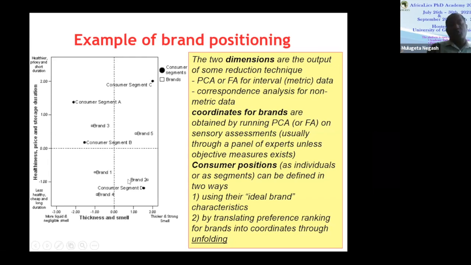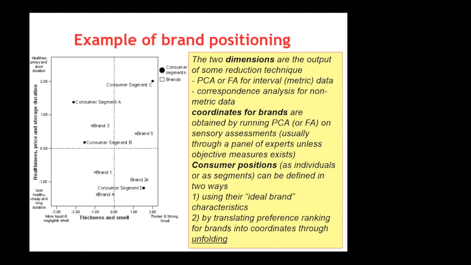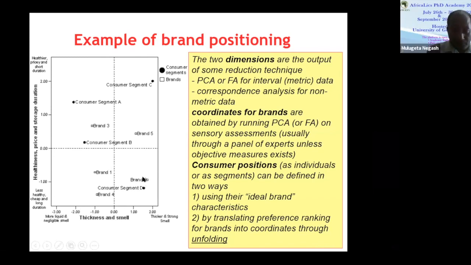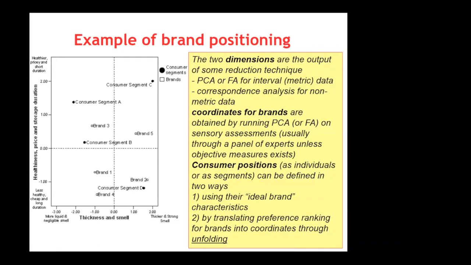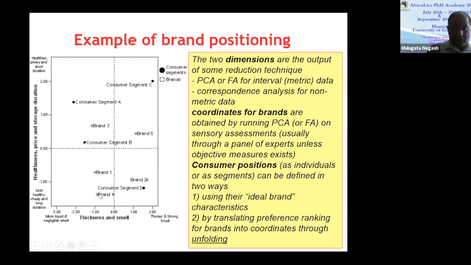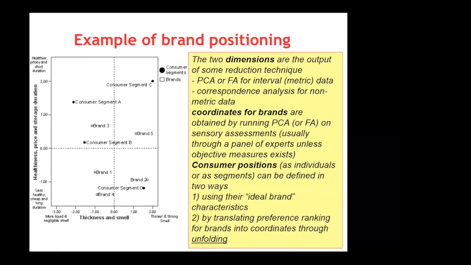So this procedure is called unfolding. Unfolding means matching the brand which is preferred most by a particular segment. For example, here, is consumer D nearer to which brand? To brand 2, is that not? Consumer segment D is nearer to brand 2 or brand 3? Can you tell me? Consumer segment D, is it nearer to brand 4 or brand 3? Brand 4. It's brand 4. Yes, excellent.